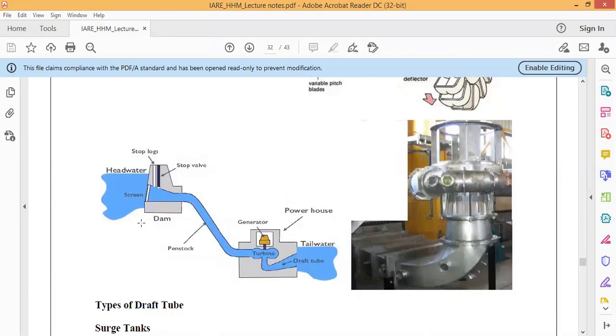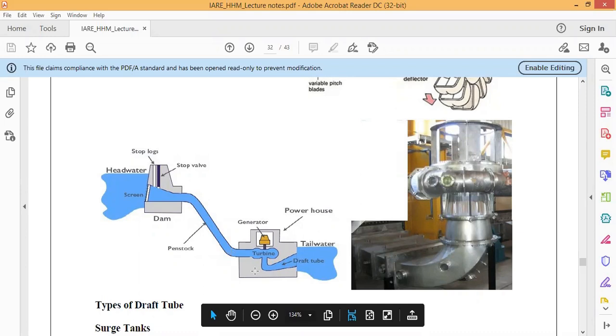This is the head of the water, and there is also a valve which is used to control the flow of water. By using this stop valve we can close or open it, release the water or stop the water. So these are a few things about dams. Then the penstock, where water moves from here. All the blue section you can see is the movement of water. And here is the turbine. This is a generator attached to it. Now this one is the draft tube.